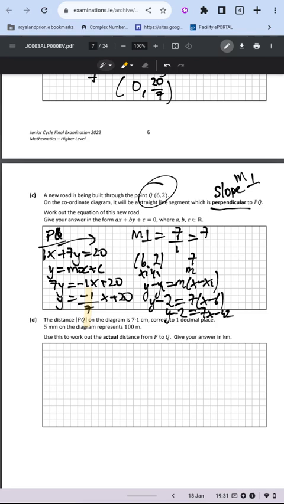And it does say put it in this form. That just means get everything to one side. So I'll move my 7x and move my 42.